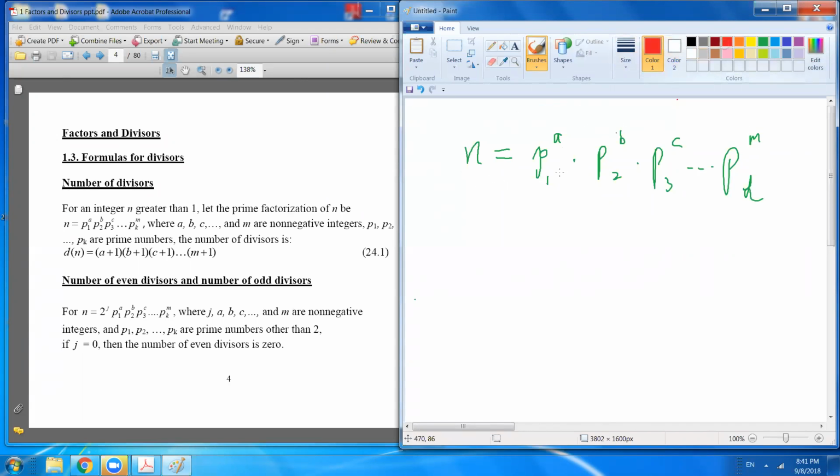Probably you do not have so many, right? Like 12, A is 12. We are going to get 2 power 2 times 3 power 1. Okay? See, P1 will be 2, a will be 2, P2 will be 3, b will be 1, like that, okay? Depending on your number.